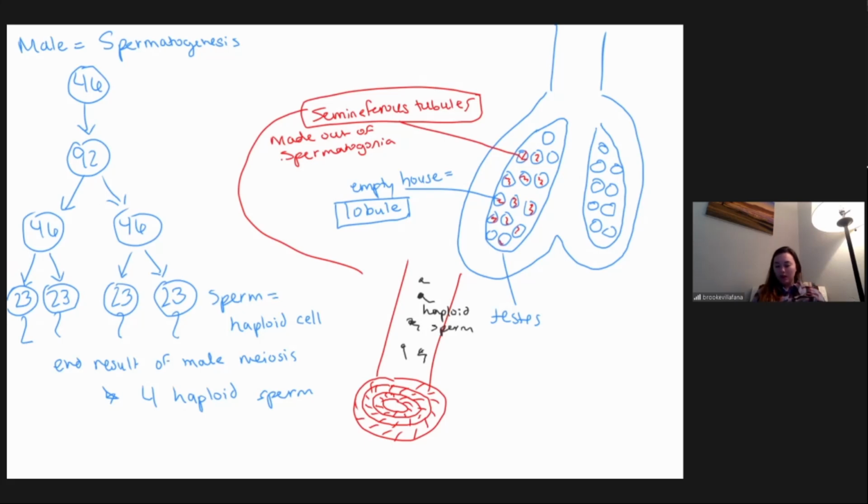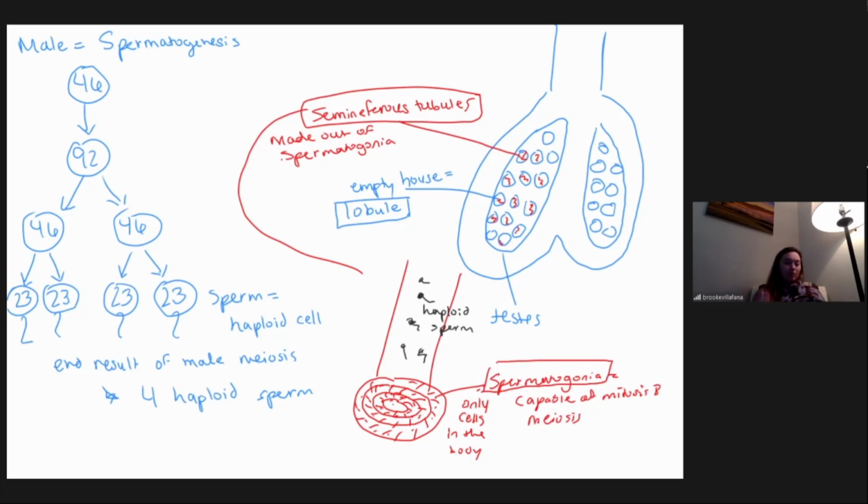These spermatogonia cells that line the seminiferous tubule, all of these little cells here, are spermatogonia. They are the only cells in the body capable of mitosis and meiosis. Okay, and so these are actively going through mitosis and then meiosis. Remember that males are fertile basically almost until they die.